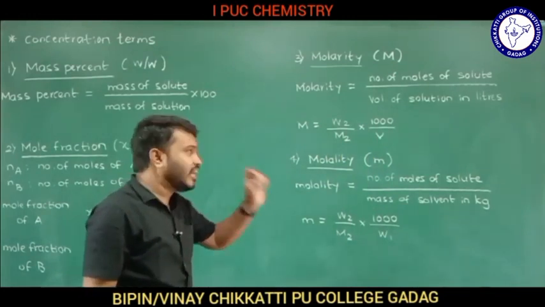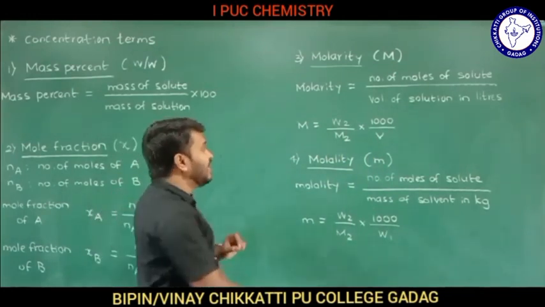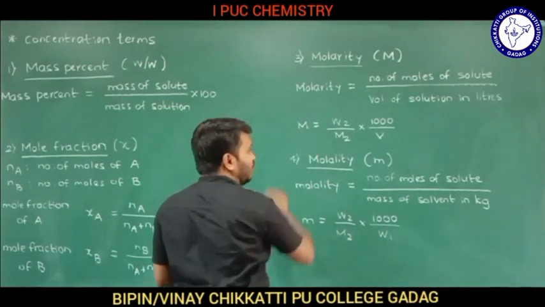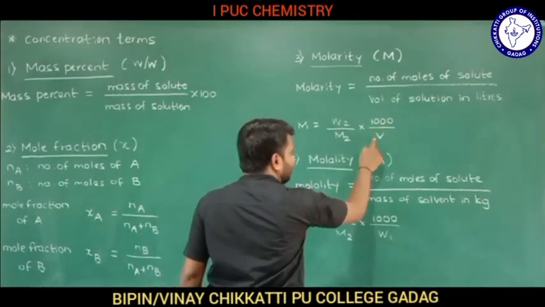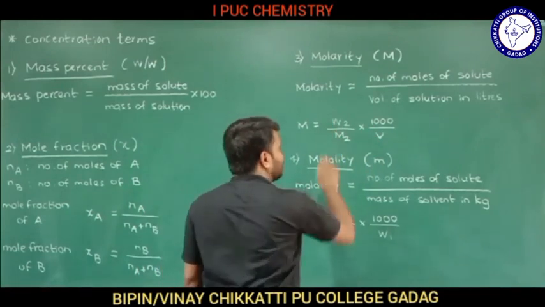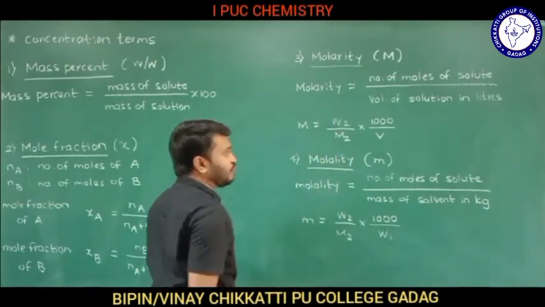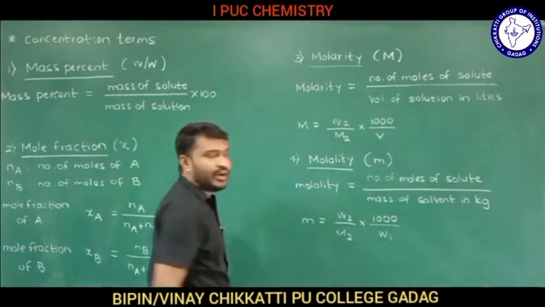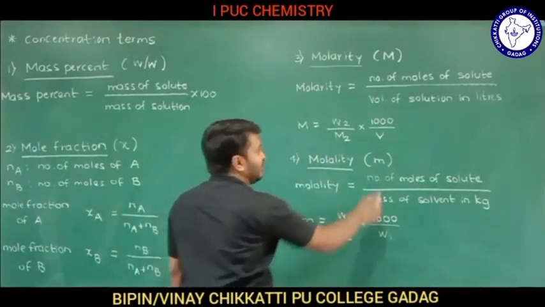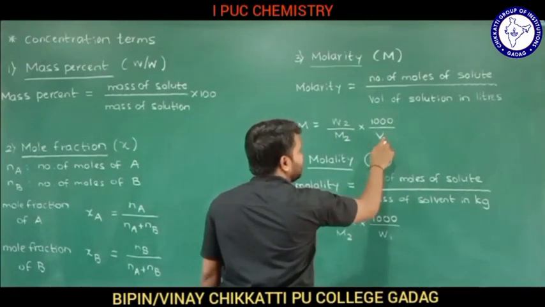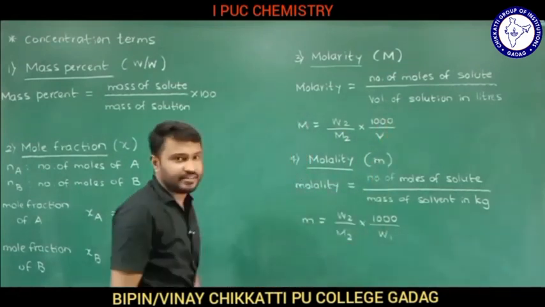We can generate the formula to calculate that. Molarity, capital M, equals W2 divided by M2 into 1000 divided by V, where W stands for weight and M stands for molar mass. W2 is the weight of solute, M2 is the molar mass of solute, and V is the volume of the solution in liters.